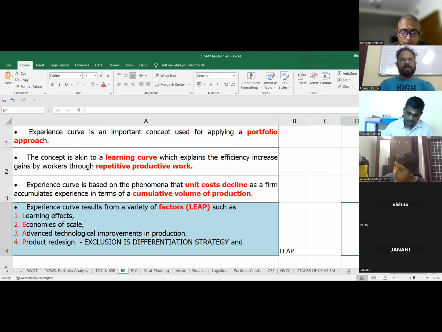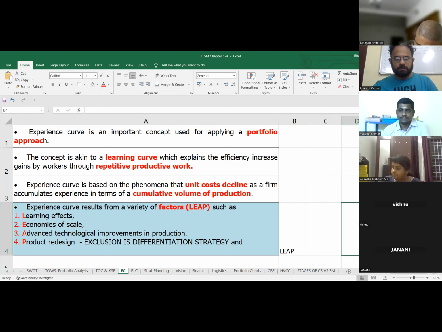If you are done, shall I explain this, guys? You are done with this experience curve?